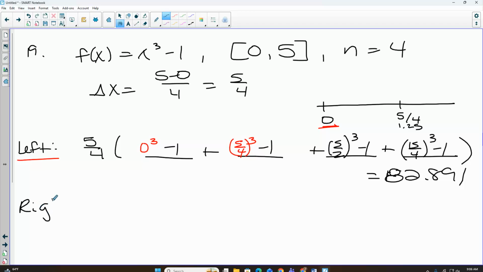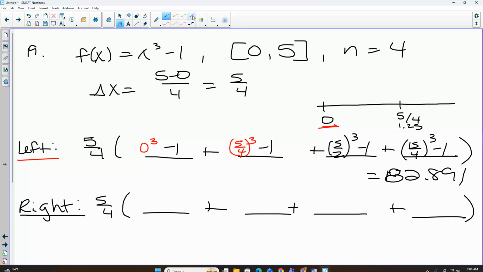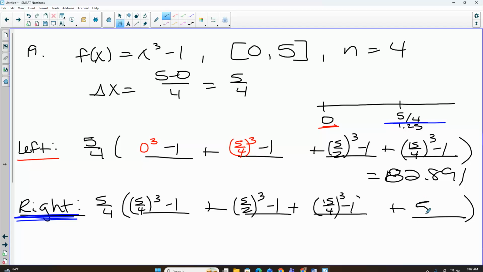The right-hand sum is very similar. The width is still 5/4. We're adding up the 4 rectangles. The only difference is where you start. The right-hand sum starts at the rightmost point. So the first one I plug in is my 5/4. And then we have the 5/2. Then we have the 15/4. I'm just adding 5/4 each time. So then 20/4, which is 5. And you notice it ends at the rightmost point. And when you add all those up, it gives you 239.141.